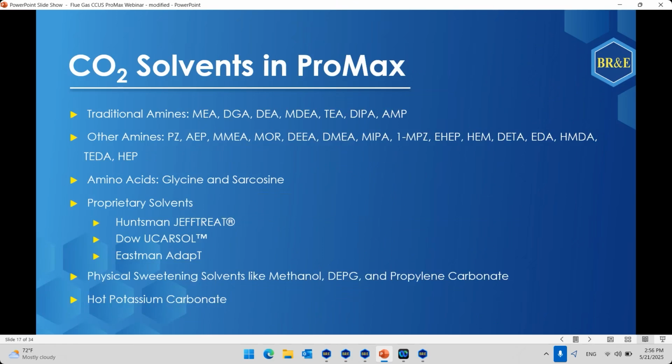We do also have amino acids, so glycine and sarcosine, which are sometimes now used in combination with hot potassium carbonate. But we also have a list of proprietary solvents from Huntsman, Dow, or Eastman. The way it works is that you as a user just see the proprietary name of the solvent when adding it into your component list. But under the hood, ProMax knows what these are chemically, and it's able to correctly model their reactions with CO2. We are also able to model some physical solvents like methanol, DPG, or PC.